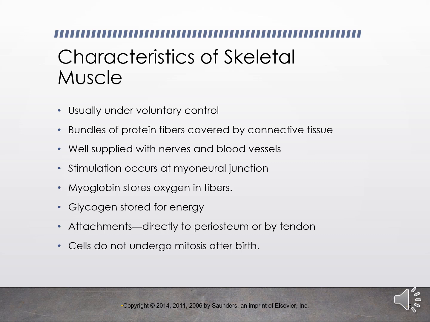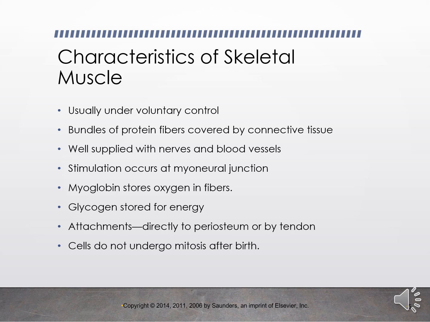Skeletal muscle consists of bundles of fibers, muscle fibers or cells, covered by connective tissue. It's striated or striped, and it results from the arrangement of the muscle fibers. It's well supplied with nerves and blood vessels. The muscle is stimulated at the neuromuscular or myoneural junction, where the end of the motor nerve and the receptor site in the muscle fiber is located.